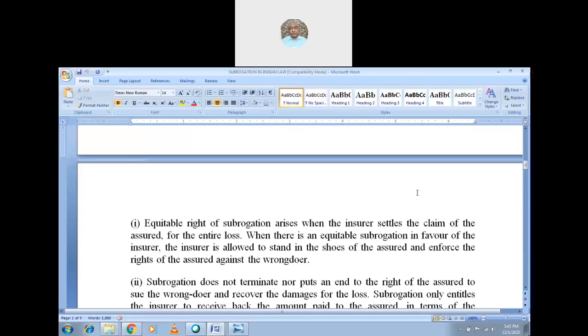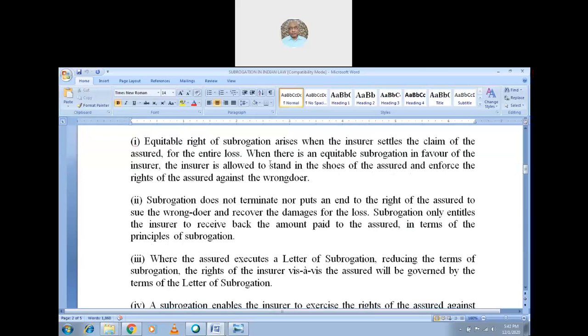When there is an equitable subrogation in favor of the insurer, the insurer is allowed to stand in the shoes of the assured and enforce the right of the assured against the wrongdoer. At that instance, the insurer is allowed to stand in the shoes of the assured and get the compensation and recover the loss from the wrongdoer if the wrongdoer is 100% wrong.